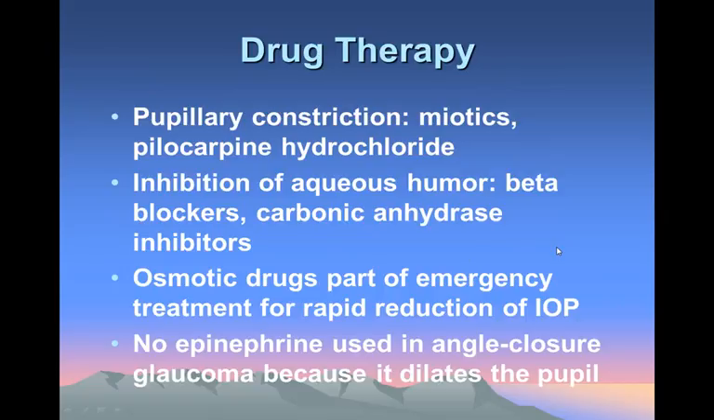So what do you do for glaucoma? Drug therapy. Pupillary constrictors, which are the miotics like pilocarpine.